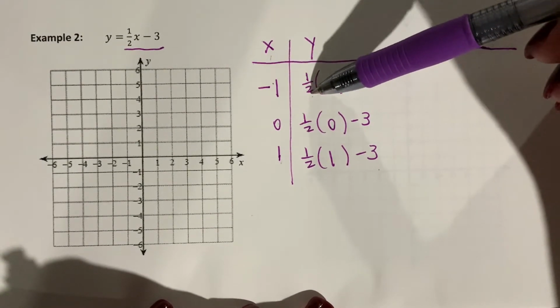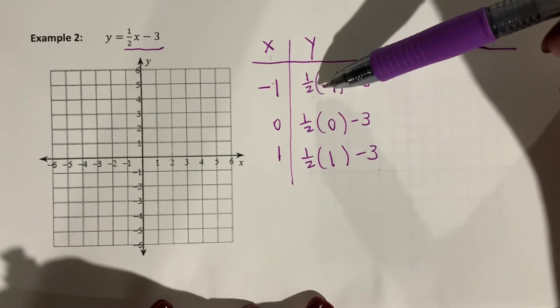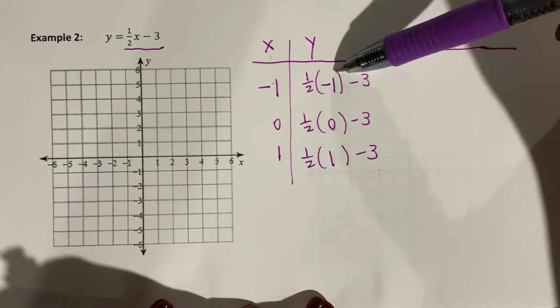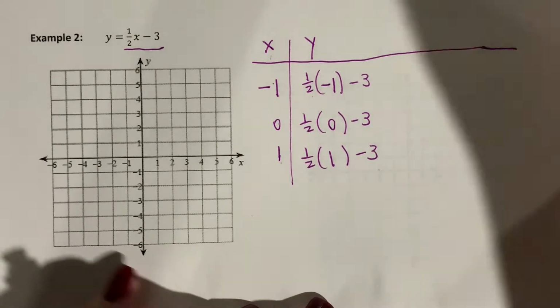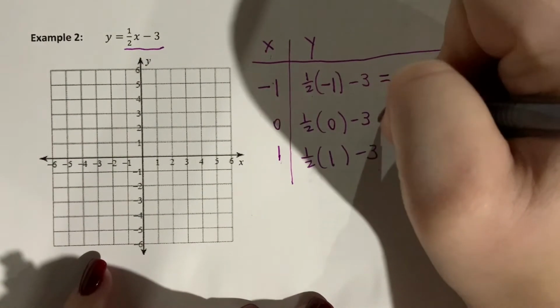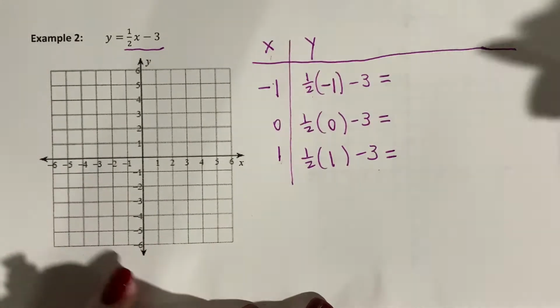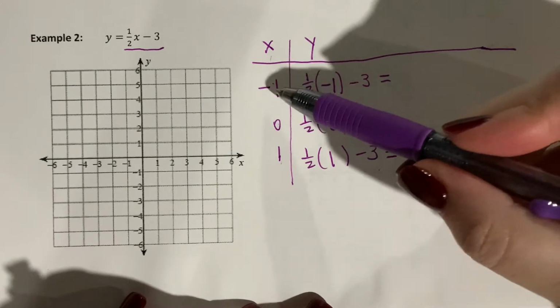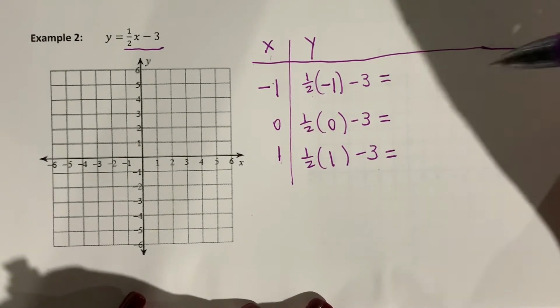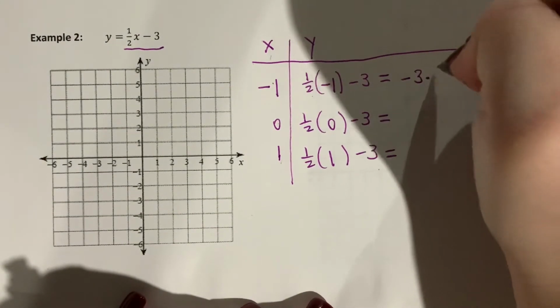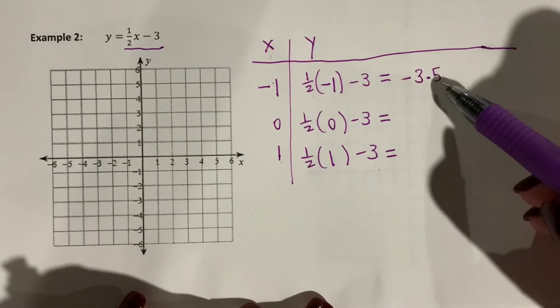This would be 1 divided by 2. You would use parentheses for times -1, close your parentheses, -3. So if you want to use your calculator, that's fine. But again, be careful. When I plug in -1, I'm getting a decimal. I'm getting -3.5. And this is okay.